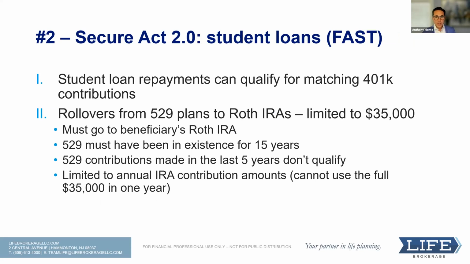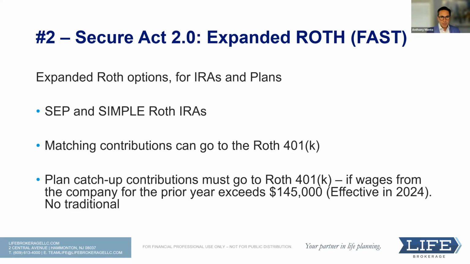There's some talk about matching 401k contributions for student loan repayments. Everyone's buzzing about how you can roll over your 529 plans to Roths nowadays. Wonderful, but guess what? You're limited to $35,000. So you can't just accumulate several hundred thousand in your 529 and roll it to a Roth IRA. Uncle Sam's a mensch, but he's not that big of a mensch. So we're looking at expanded Roth: SIMPLE and SEPs are now eligible for Roth. Matching contributions can go to the Roth.